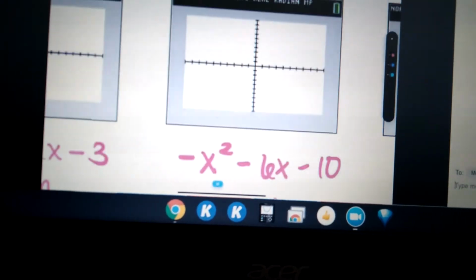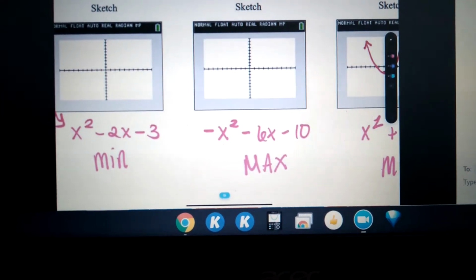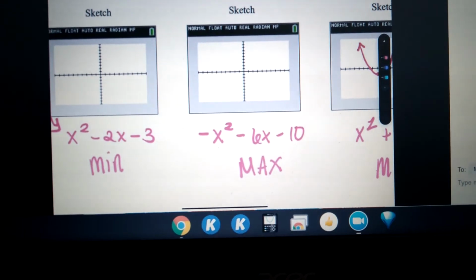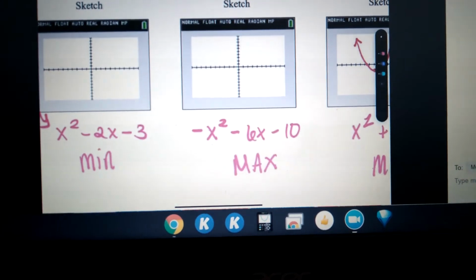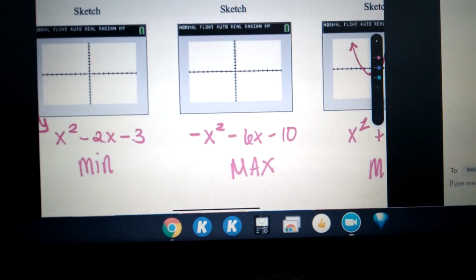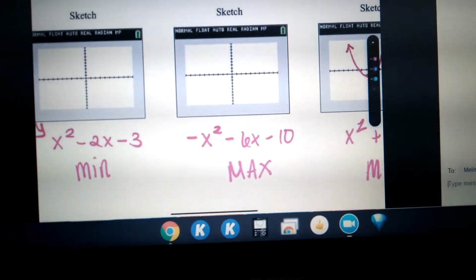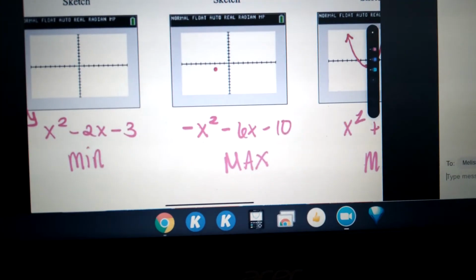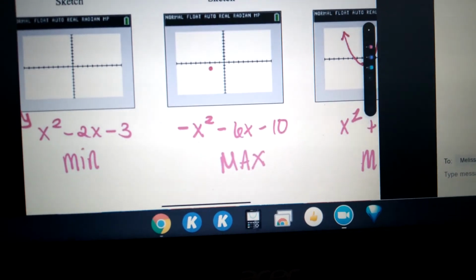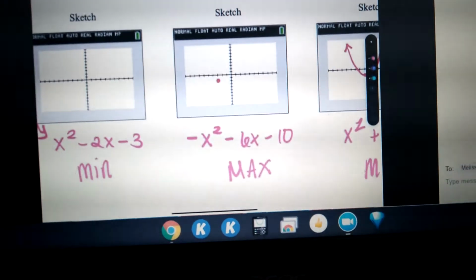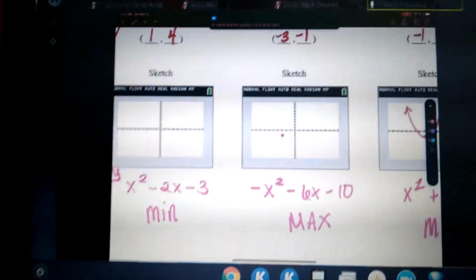And then this one had a maximum, and it looked like this. Negative x squared minus 6x minus 10. You're going to see, it's going to blow your mind. So this one had a maximum at -3, -1. There's my maximum. Negative x squared. And then delete.